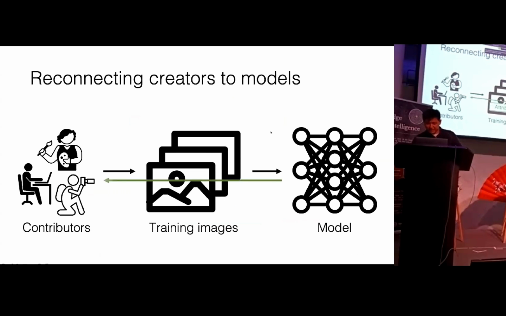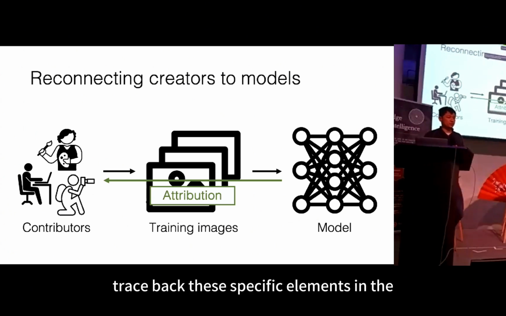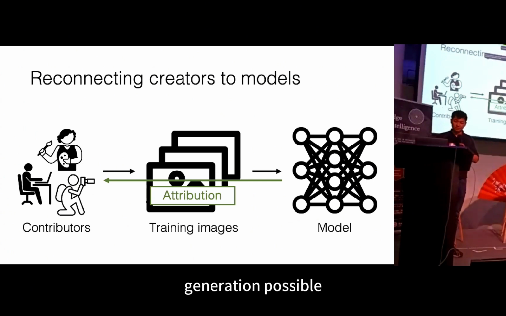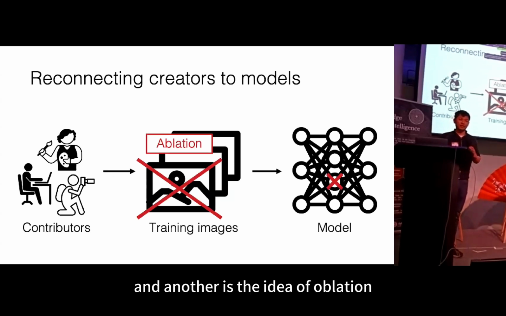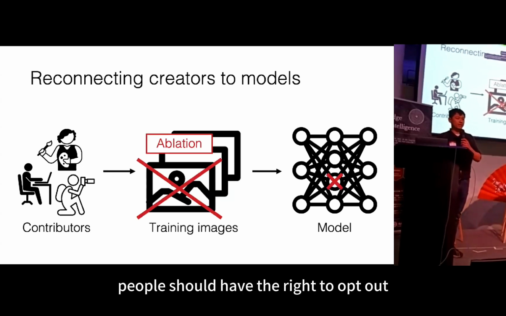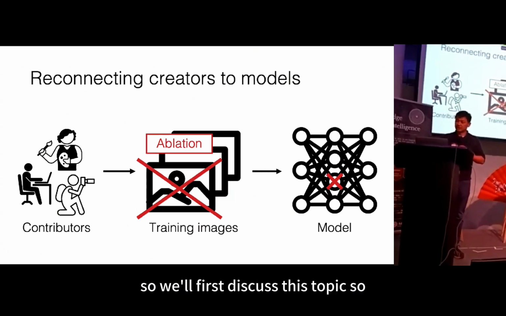Okay. One is the idea of attribution. That is, given a generated output from a model, we'd like to trace back the specific elements in the training set that actually made that generation possible. And another is the idea of ablation. We believe that in a lot of circumstances, people should have the right to opt out, and they should have an efficient means of doing that. So we'll first discuss this topic.